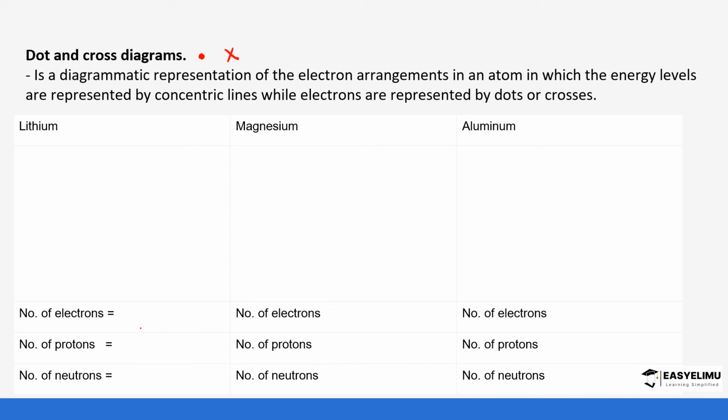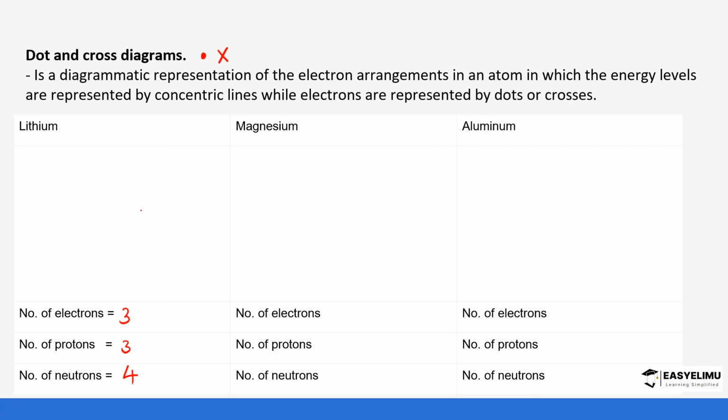So the number of protons is 3 and the number of electrons is 3, because they're always equal in a neutral atom. So the number of neutrons of lithium is 4, from what we had discussed in the previous lesson. So let's represent this first in an electron arrangement.